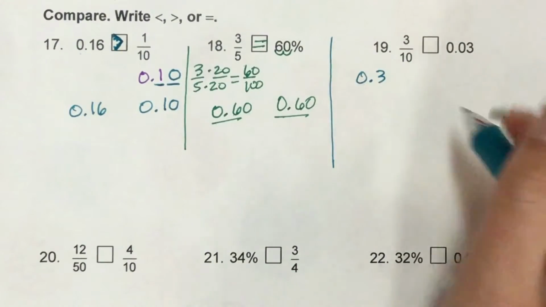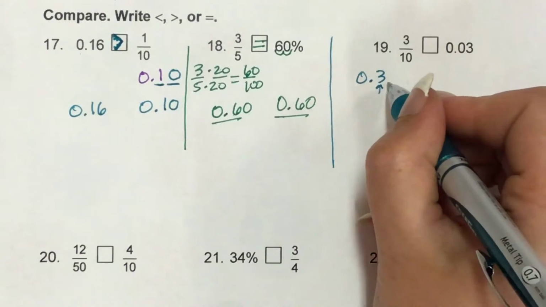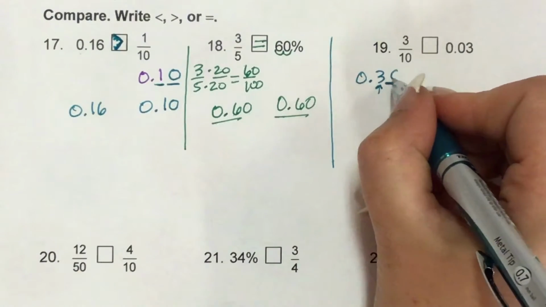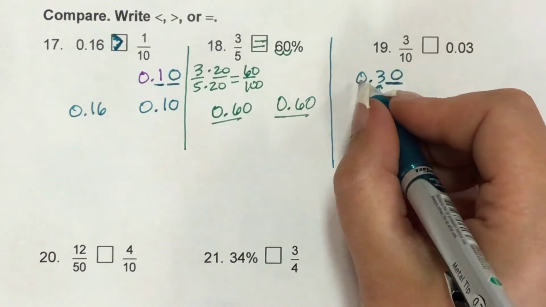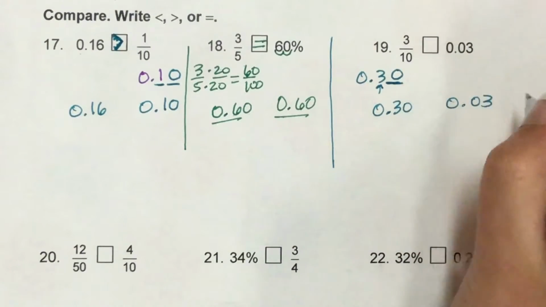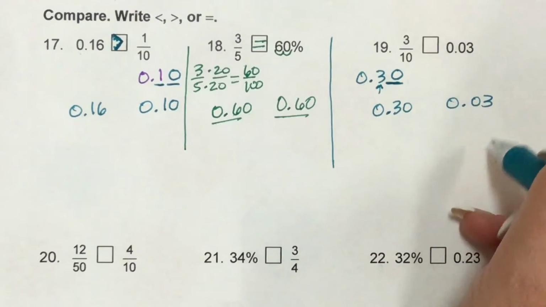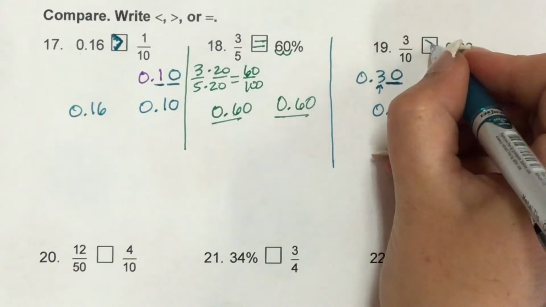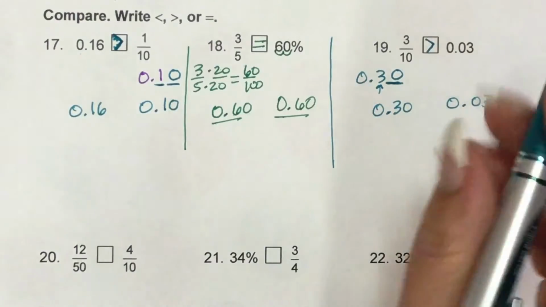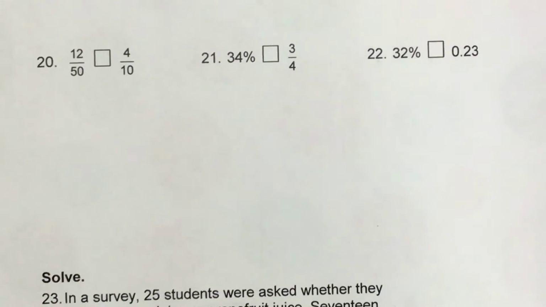That is 3/10. However, I need 2 decimal places. This is the tenths place, so 3/10. So I need 2 decimal places, which means I need another place value here. There's nothing there, so I put a 0. So I end up with 0.30 and 0.03, and 0.30 is definitely bigger than 0.03, so I know that this one's bigger. 3/10 is greater than 0.03. Perfect. Let's move on to problem 20.